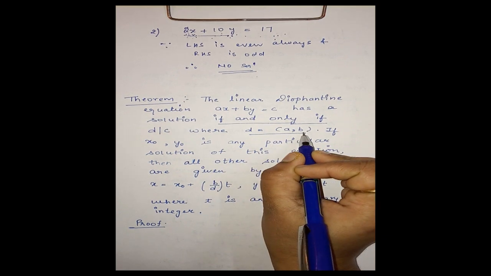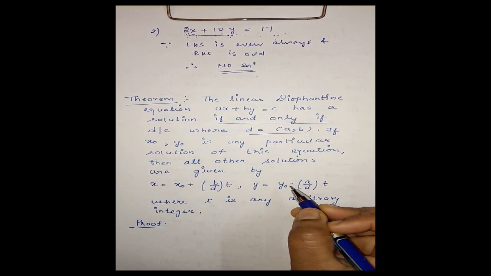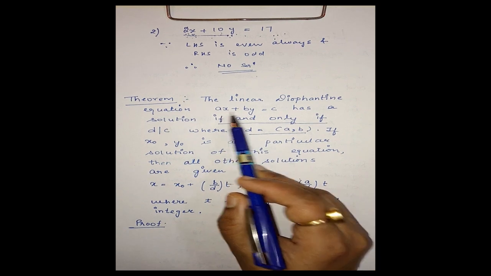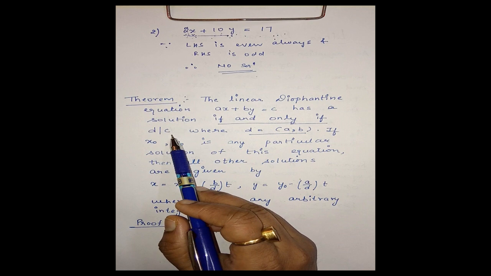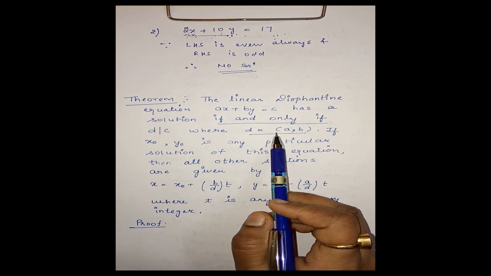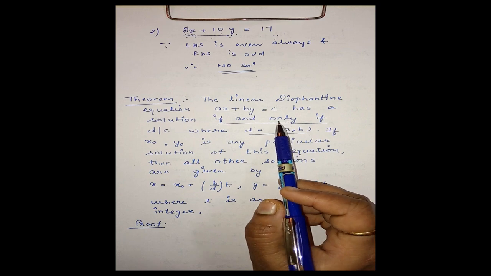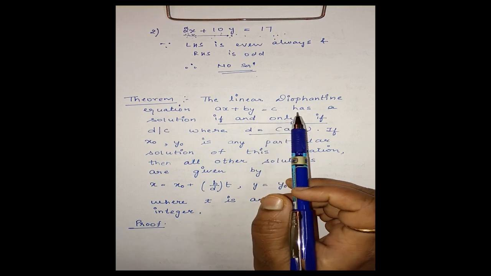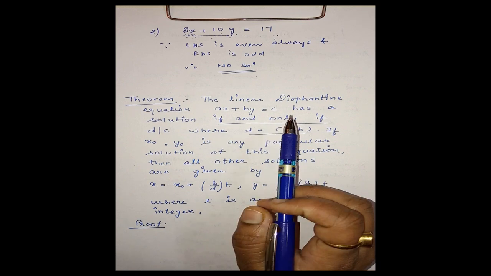This is a notation for GCD. D divides C. The condition is that a linear Diophantine equation has a solution if and only if D divides C, where D is the GCD of A and B. This is the necessary and sufficient condition for a linear Diophantine equation to have a solution. This is the first part of the theorem.